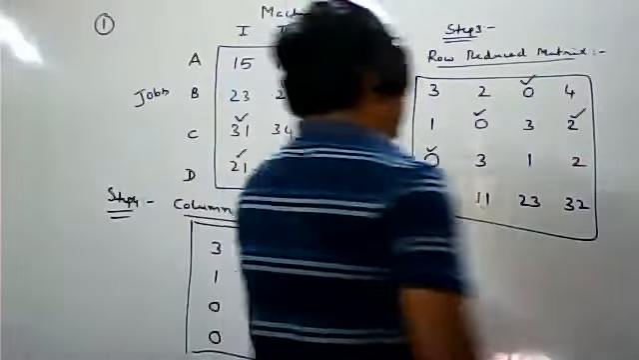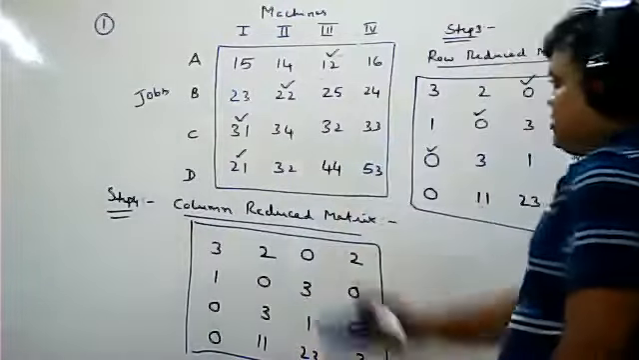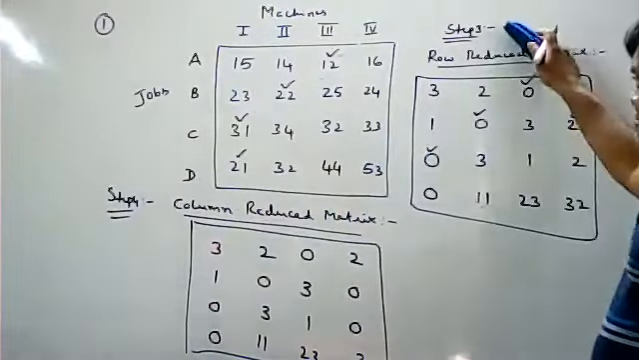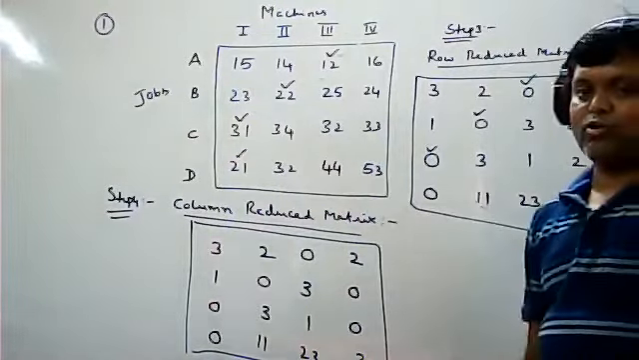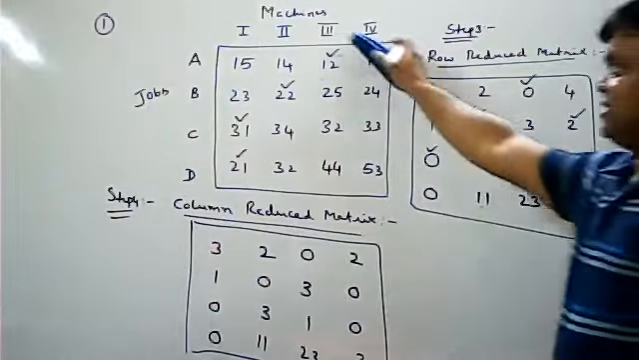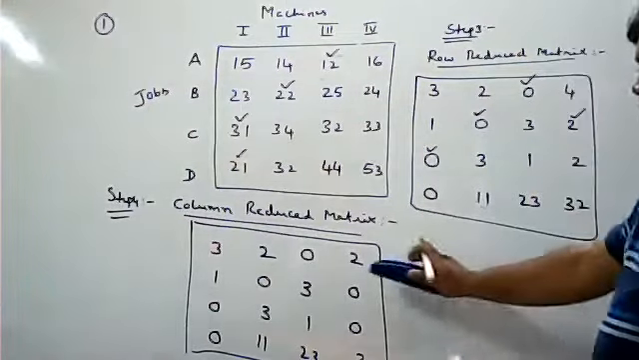Step number 4 is nothing but the column reduced matrix. So step number 3 is row reduced, and step number 4 is column reduced. So this is the original data. Now you have to consider this step 4.